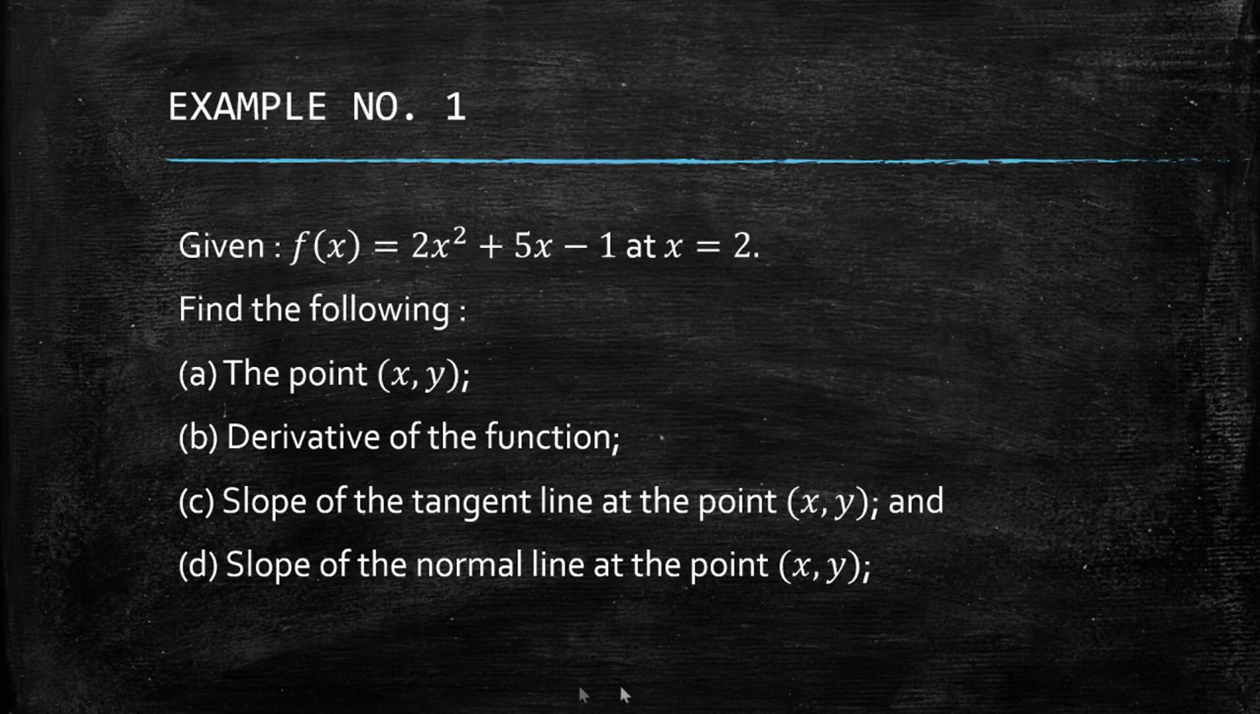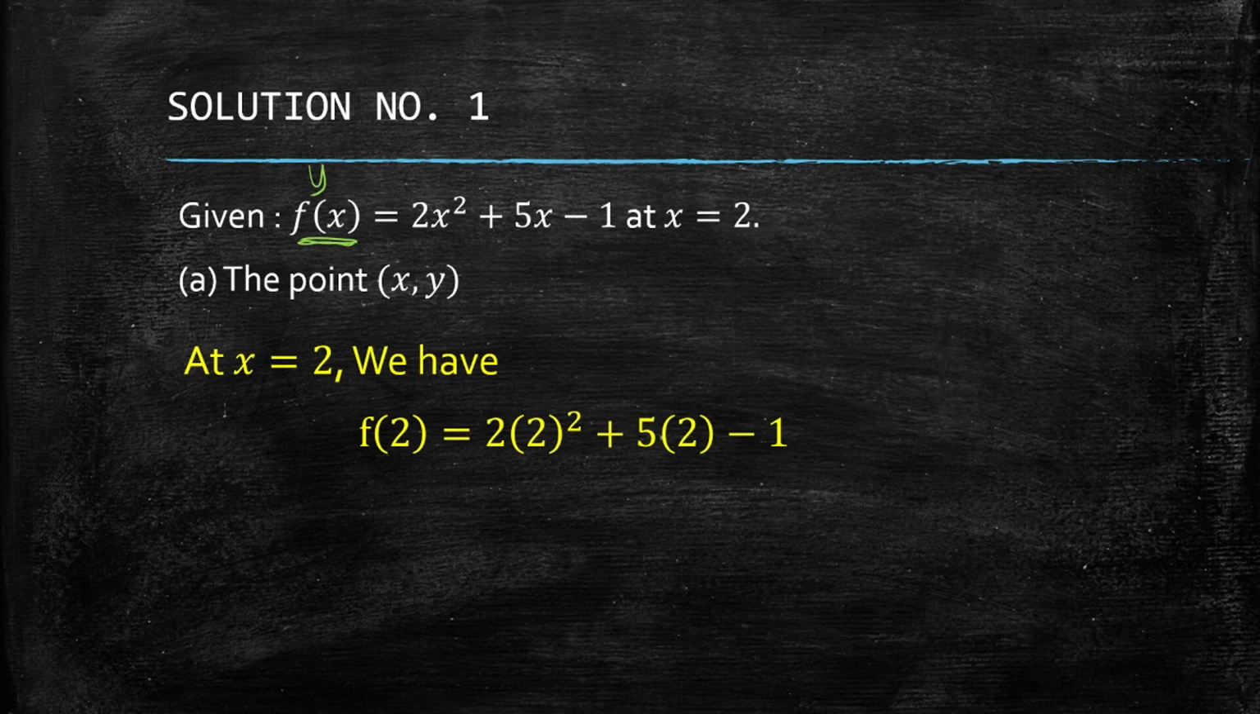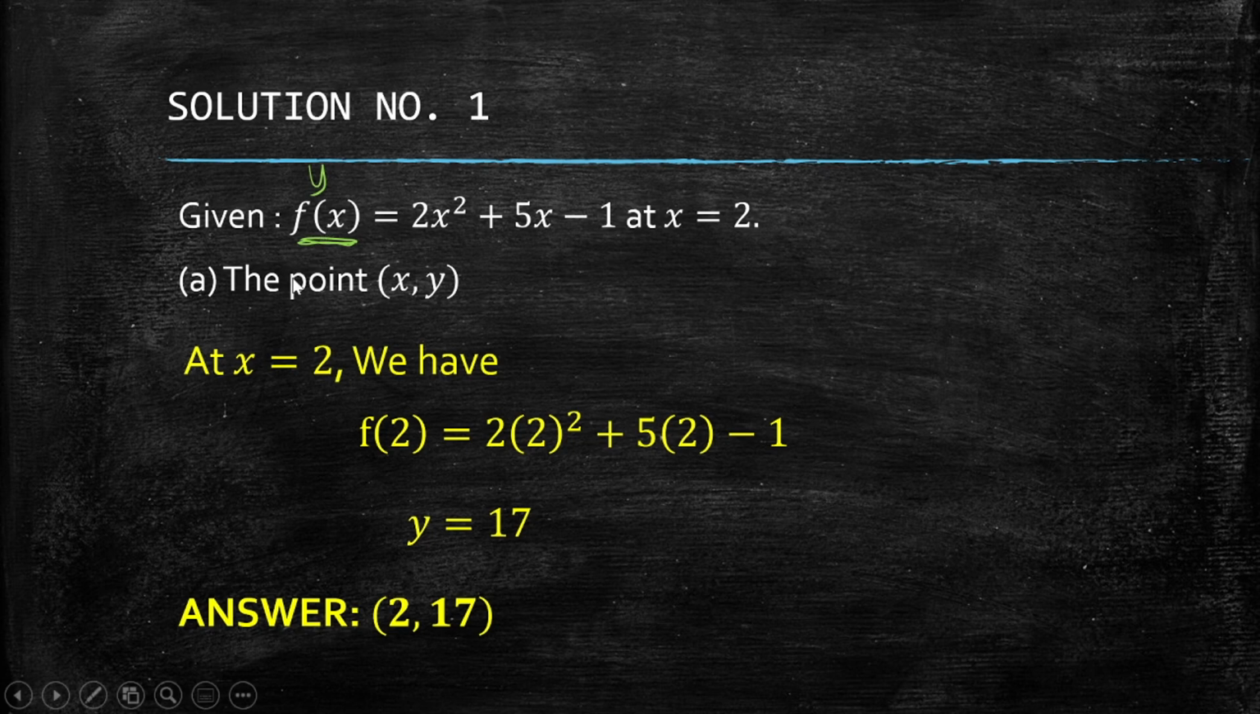We'll start with A. To solve the point x, y, we're given the function and also a value of x. So to find the value of y, we simply substitute the value of x in our function, because take note, f of x is actually y. So at x equals 2, we'll have f of 2 equals 2 times 2 squared plus 5 times 2 minus 1. And this will give us y equals 17. Hence our answer, the point being 2, 17. This is our ordered pair.